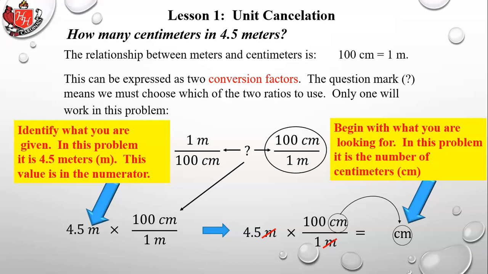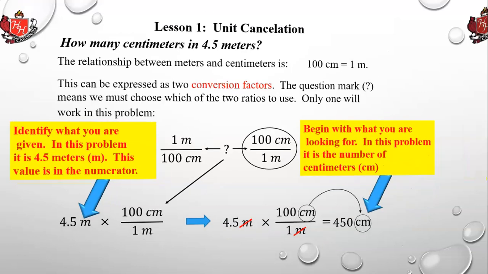So once you have your units lined up so that they cancel properly and you end up with the proper unit that you're looking for in the final answer, then you do the math. So it's going to be 4.5 times 100 divided by 1, and that will give you 450. All right. So this is one of the most important skills you're going to learn in chemistry, is how to set up equations like this and how to work the equations like this.